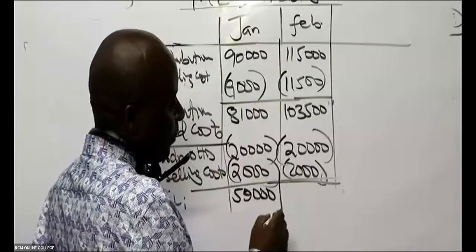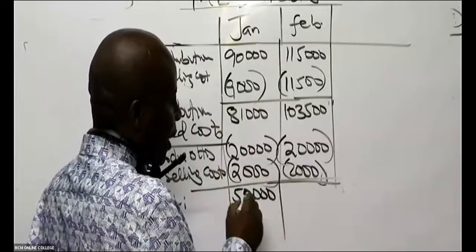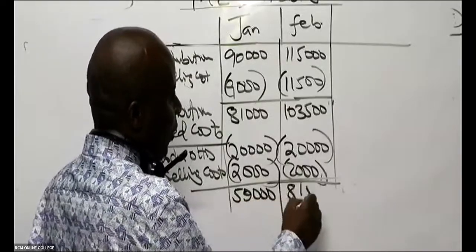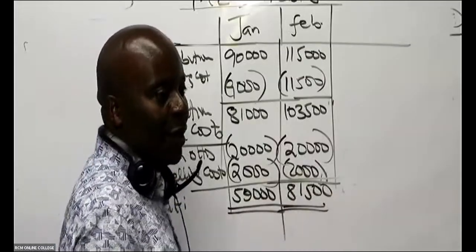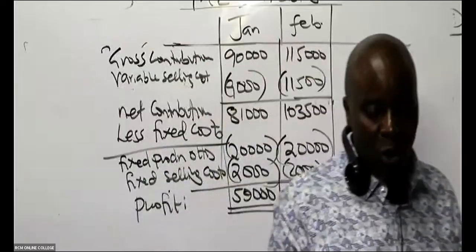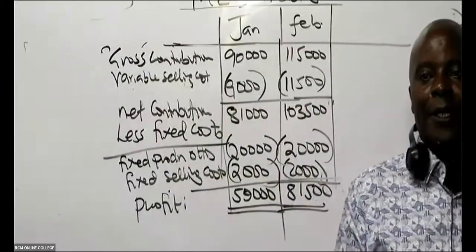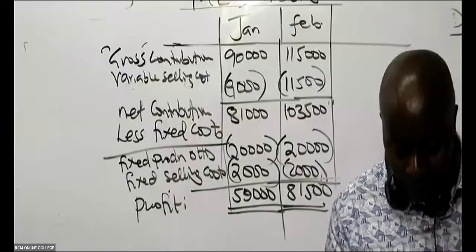How about the second one? Or 50? 81,500. That is the end of that marginal costing P&L statement.